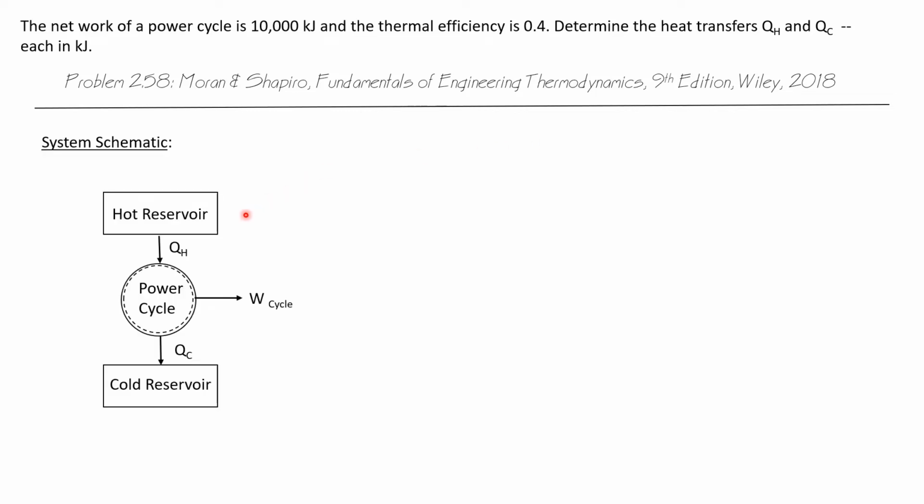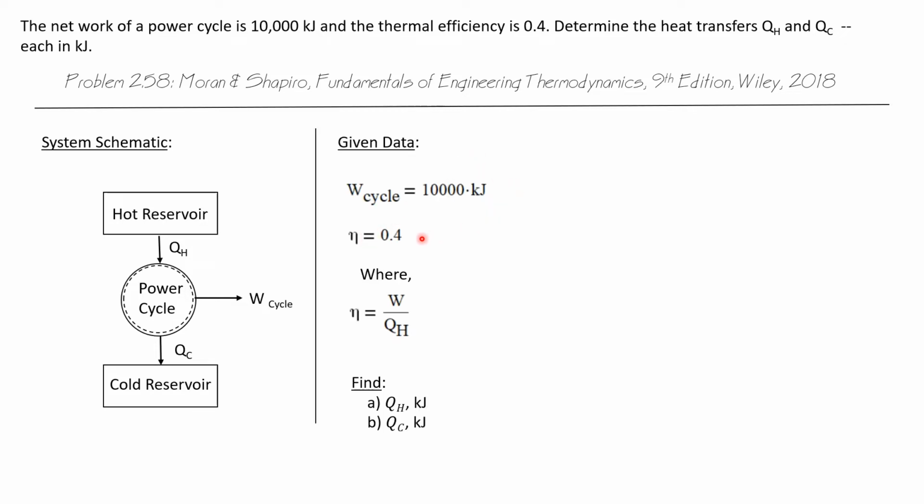Now this is a system schematic of a power cycle. We have a power cycle that produces work, and it does so by receiving energy from a high temperature reservoir, converting some of that to work and rejecting the remaining energy to a low temperature reservoir.